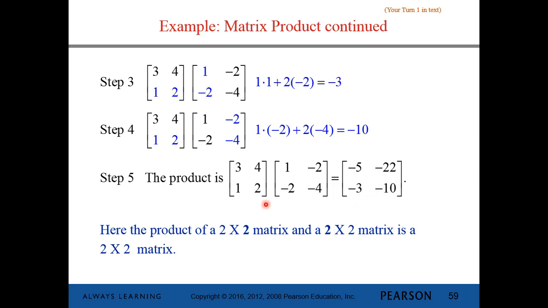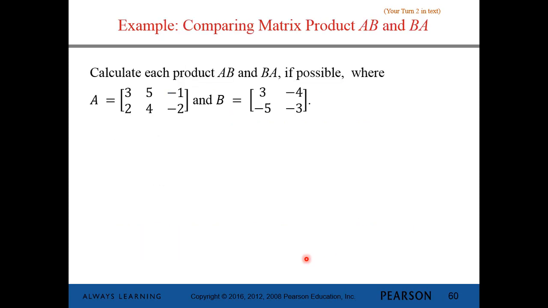Okay. And notice that it is a 2 by 2 matrix because we have 2 columns, right? Two columns here, 2 rows here. Okay, so the product of a 2 by 2 matrix and a 2 by 2 matrix is another 2 by 2 matrix, which should make sense because these two cancel. The inside ones are the same, they cancel, and what's left over is the outside ones, which is going to be a 2 by 2 matrix.